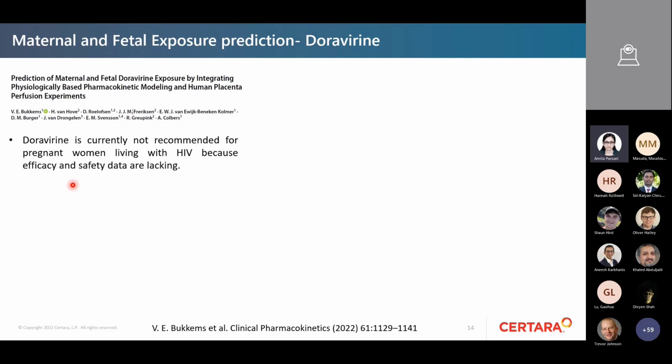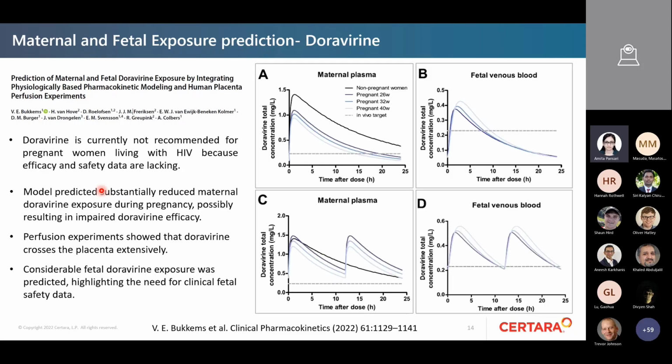The model was then extended to provide the drug, which is a 3A4 substrate and is currently not recommended in women living with HIV, because there is no efficacy or safety data available. So they looked into the baseline changes between the Caucasian and Japanese populations. The baseline changes were incorporated into the model, and the pregnancy-related changes were kept the same, but they were kept into the Japanese population, looking at the overall maternal and fetal exposure.